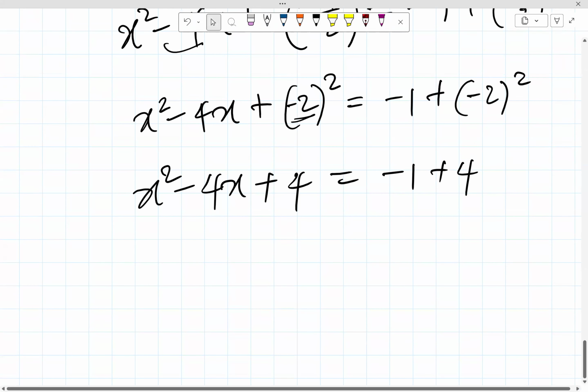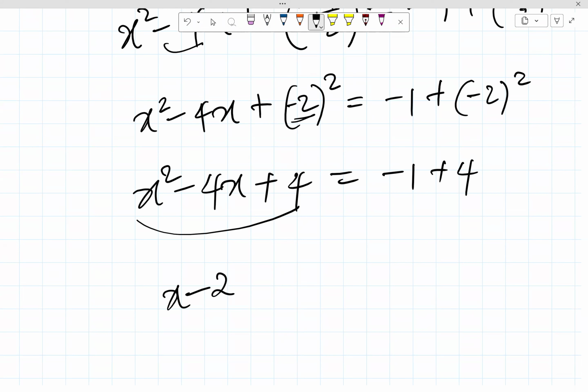So this whole thing now is a perfect square, x minus 2 all squared, and this minus 2 is where it becomes important. If you expand this, you get x squared, then minus 2 times x times 2, that's minus 4x, then minus 2 squared, that's 4. So minus 1 plus 4 is simply 3.